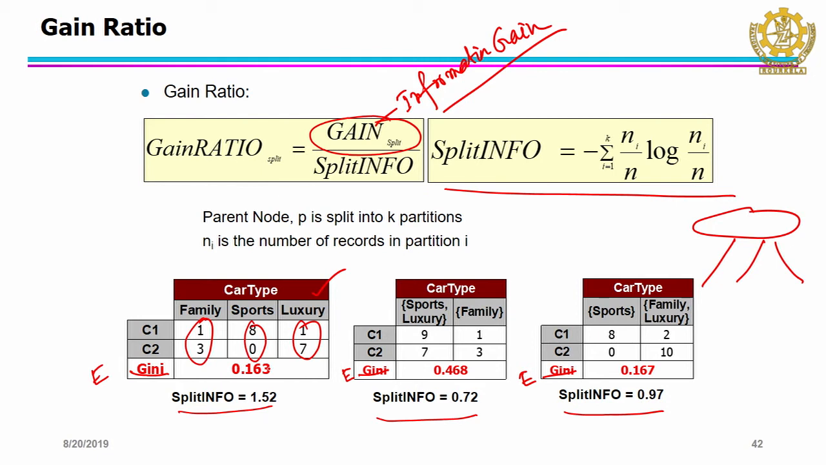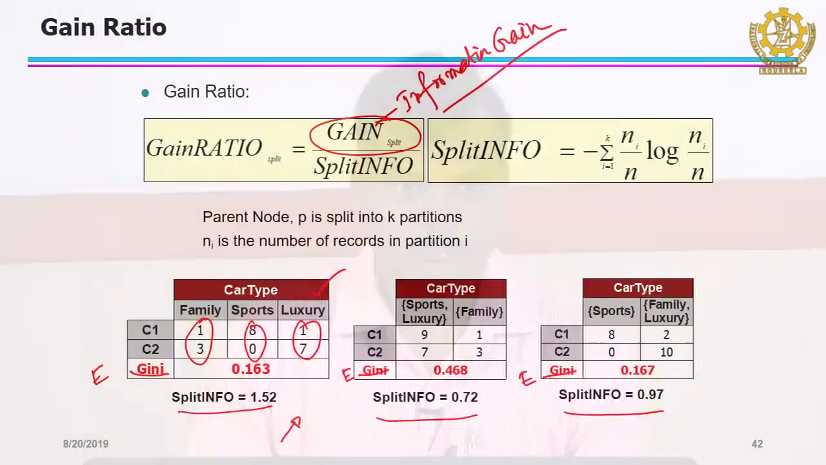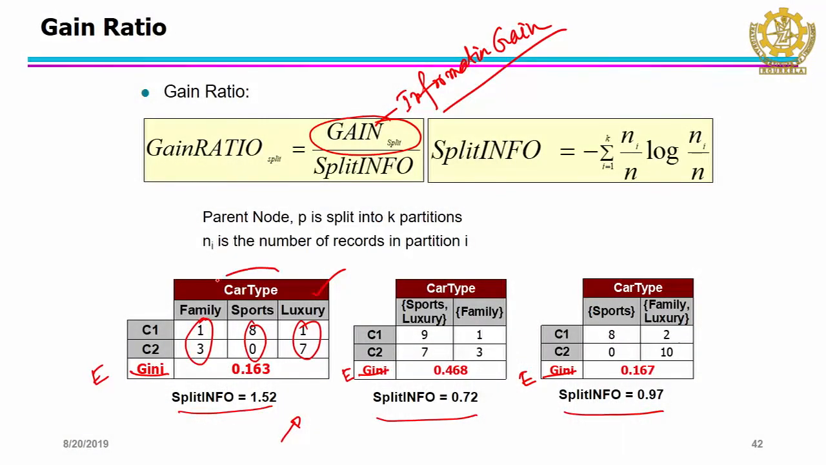Okay. Now, what do we do? Whatever gain we get, we divide it by the split info. Now if you divide this value with this one, or this value with this one, you will see this may not be the best choice. Let us say here in cut type, on the left side, this one, we are talking about this one. Then how do you compute the split info? How many objects does it have?